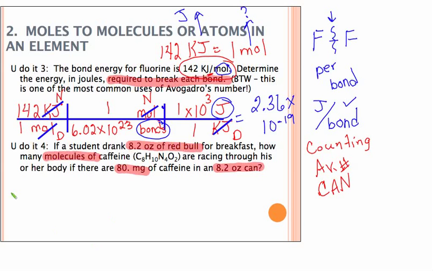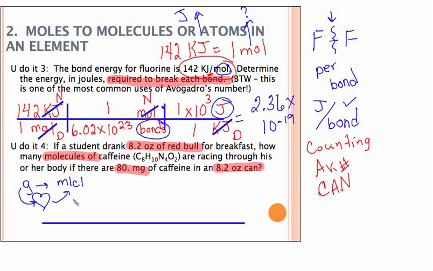assuming we have 80 milligrams of caffeine. Now, I don't know grams directly to molecules. We're always going to go through the heart of chemistry, because if you skip steps, you're very likely to invert a ratio incorrectly. So it's better to be thorough than to lose all that partial credit. So I have to get to grams. If I can get to grams, I can get to moles. If I can get to moles, we can get to molecules.